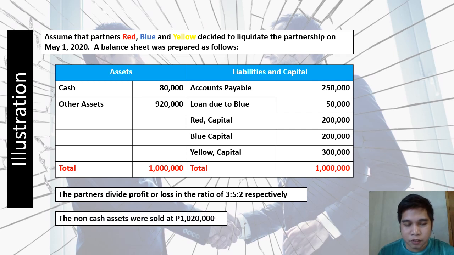Another information is that non-cash assets were sold at 1,020,000 pesos. So in this case, considered po yung liquidation natin as lump sum kasi naibenta lahat ng asset at once, kaya lang nabenta siya at 1,020,000 pesos. So masaya yan kasi mas mataas ang benta niya compared dun sa kanyang book values. So ngayon, pwede natin siya sagutan.